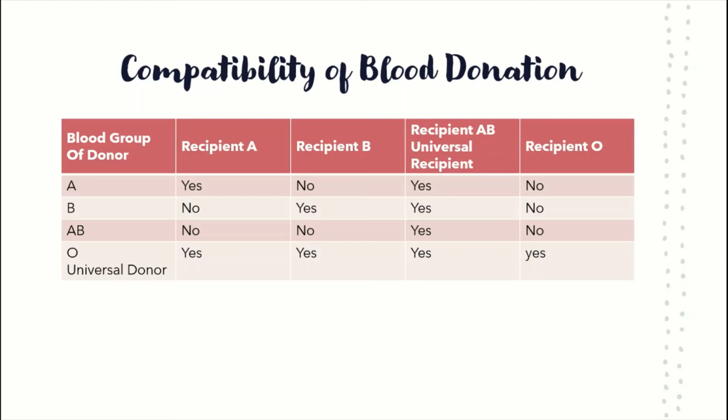So hence a person with AB blood group is known as the universal recipient. The blood of O group can be given to all the groups. Hence, a person with O blood group is called the universal donor.